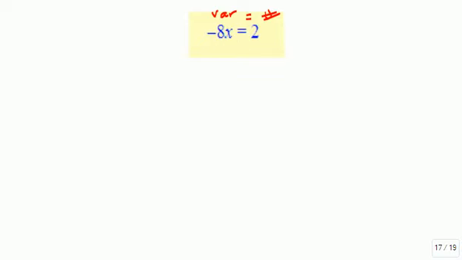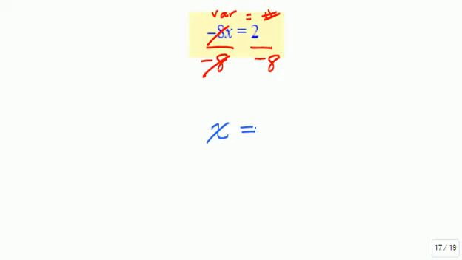So we ask ourselves, what is that negative 8 doing with x? It is multiplying. So what are we going to do to undo that? We're going to divide. So we're going to divide by negative 8, and if we do it on that side, we've got to do it on this side. And we see negative 8 divided by negative 8 is 1, so we're left with just 1x.